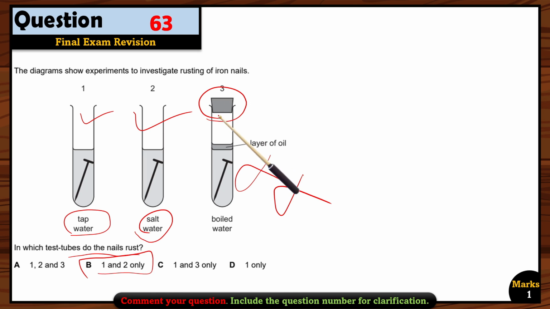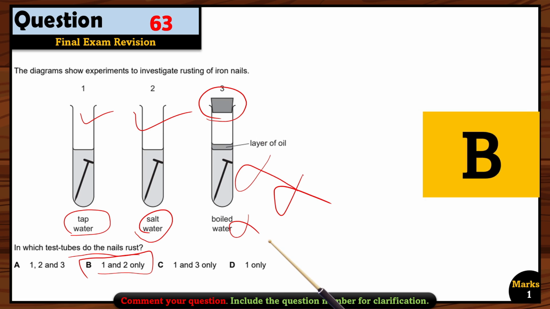Okay, why not C? Because the oxygen cannot enter into this one. So that's why oxygen is not present here. And we also have a layer of oil, so it will protect the iron. That's why we cannot choose this option. Okay, so B option is the right option, 1 and 2.